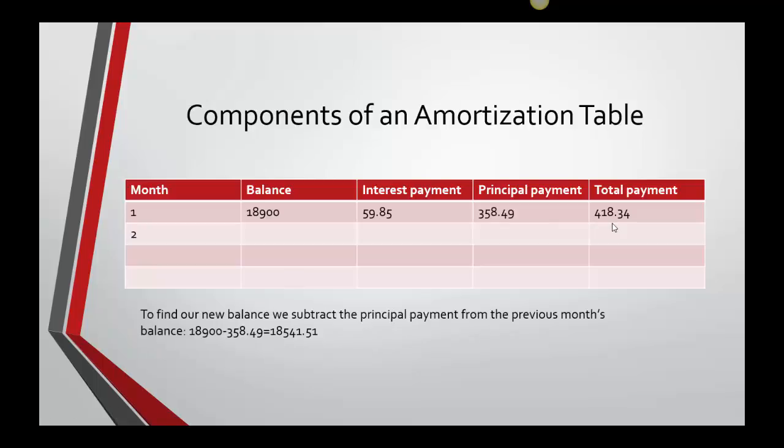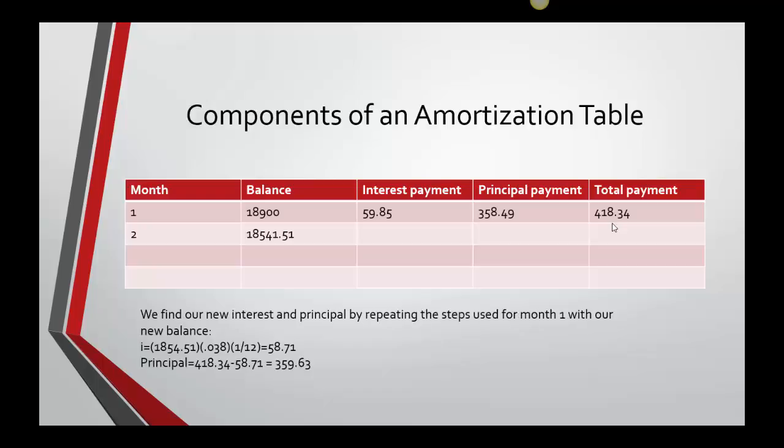All right, so now let's go to month 2. For month 2, I need to add in my new balance. So I take the old balance, $18,900, and subtract the principal payment, $358.49, we just paid. So now it's at $18,541.51. We again need to find the interest. So we take this new balance, $18,541.51, multiply it by the interest, 3.8%, and again it's 1 month, so it's 1/12, and I found that this time my interest is $58.71.